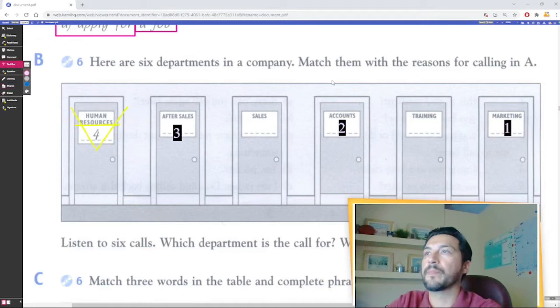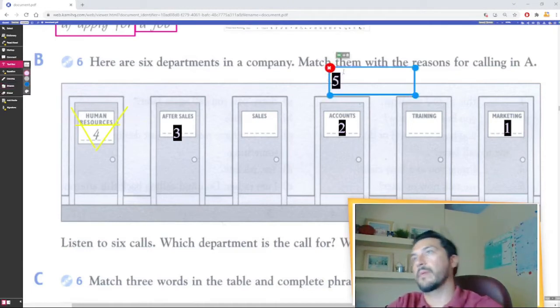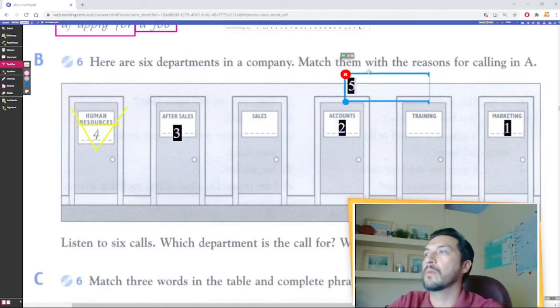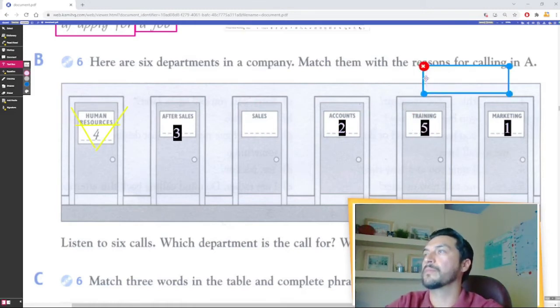Call 5. Hi, it's about the English lessons which are starting next week. Well, do you know if anyone can attend? Sorry, I don't know anything about it. I'll transfer you to Sylvia. She might know.